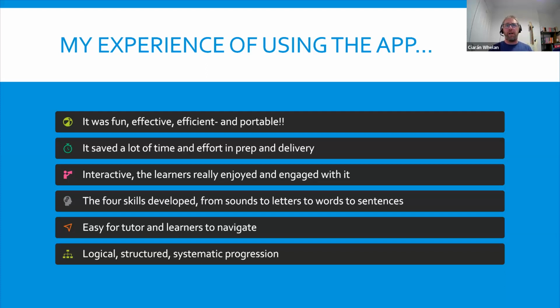So the 4 skills are developed from sounds to letters to words to sentences. Even very quickly on a demo like this evening, you can see the progression that Citizen Literacies hope will make with the learners. Very easy for the tutor and learners to navigate. There's very little pre-teaching involved. You just take 1 or 2 minutes to demo to the learners just what those icons mean, and the icons are self-explanatory. And if you forget, you just click on the little question mark below to remind you. And it's a logical, structured, systematic progression.